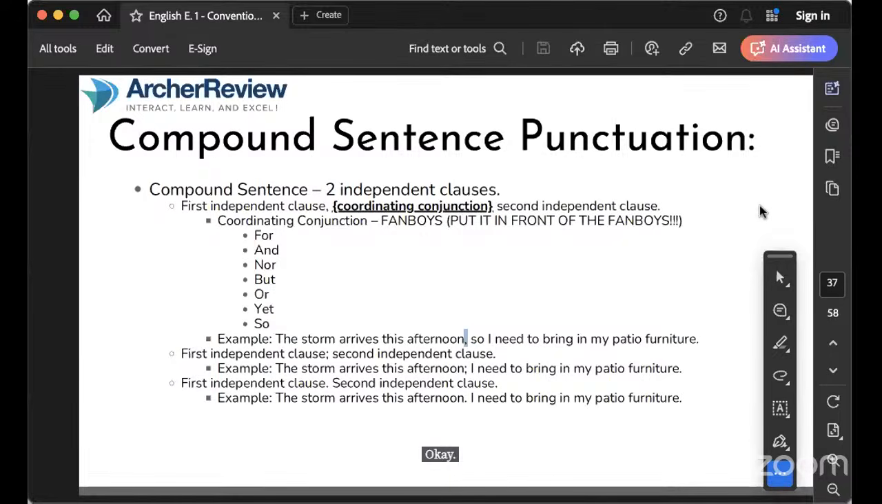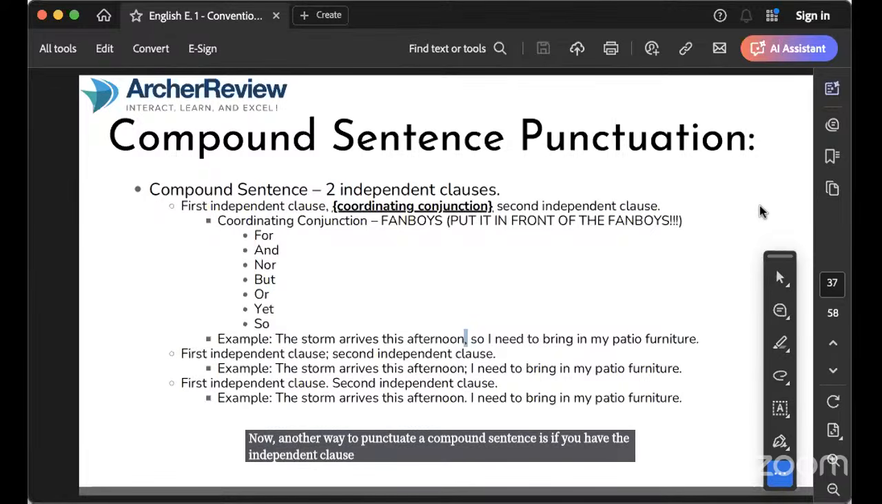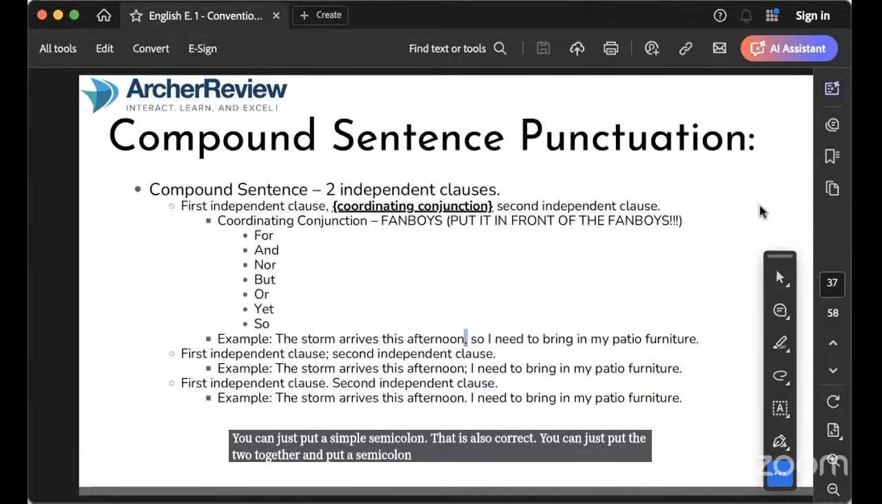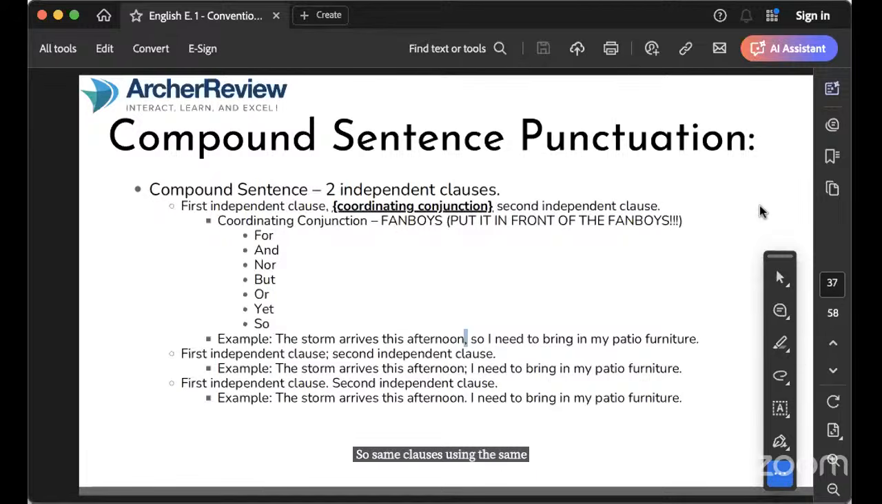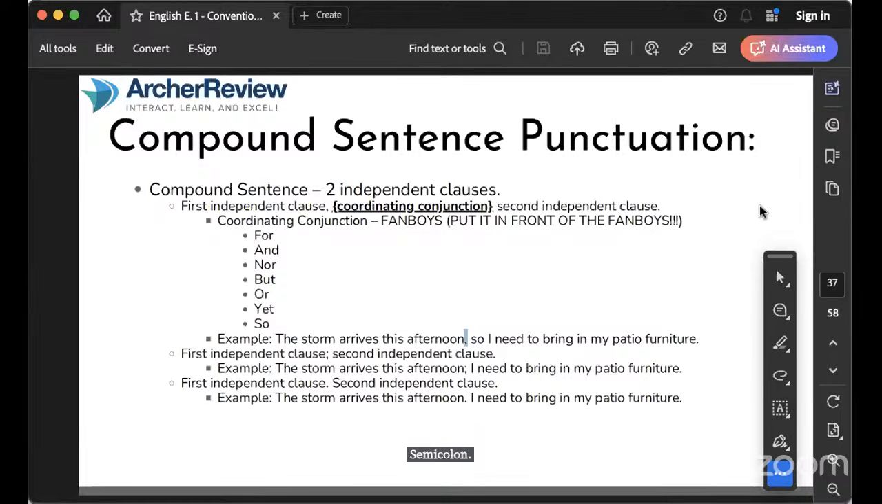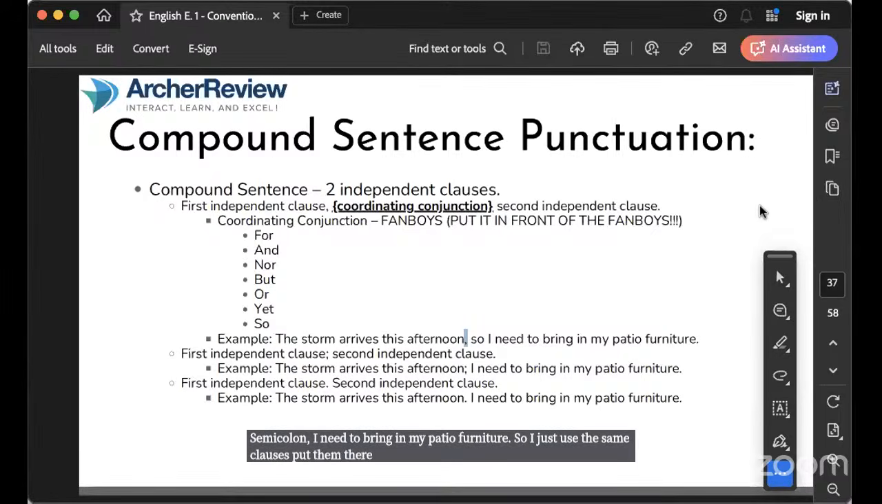Now, another way to punctuate a compound sentence is if you have the independent clause and then the second independent clause, but you don't have any extra words in between them, you can just put a simple semicolon. That is also correct. You can just put the two together and put a semicolon right smack in the middle of them. Same clauses, so you can see. The storm arrives this afternoon; I need to bring in my patio furniture. So I just use the same clauses, put them there, and I put a semicolon to represent that they need to be connected, but that they're two separate independent clauses.